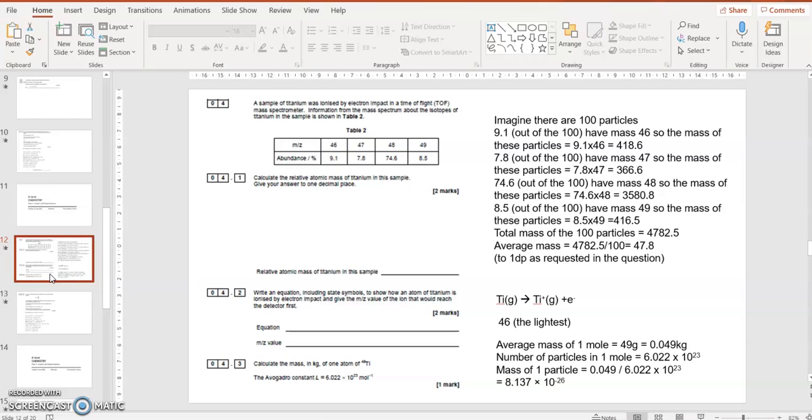And then finally, calculate the mass in kilograms of one atom of 49 titanium. So the mass number is 49, so that's the mass of 1 mole rather. To find out the mass of one particle, you divide by Avogadro's number, and it gives you that in the question, 6.022 times 10 to the power 23. So that gives you the mass of one particle, and then you need to divide by 1,000 to get it into kilograms.